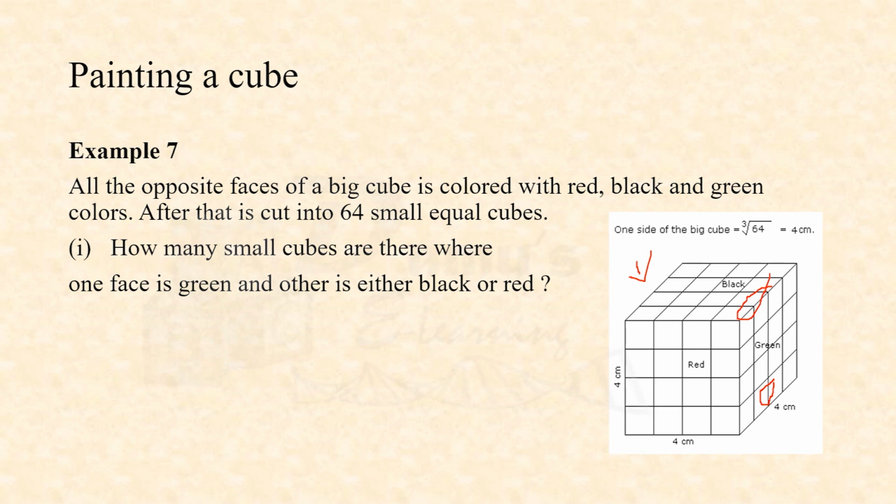One side green, one side red means we got 2 here, similarly here also. So we got 8 such cubes here. Similarly in the opposite side also we'll get 8. So total it is 8 into 2, 16. So 16 is the right answer.